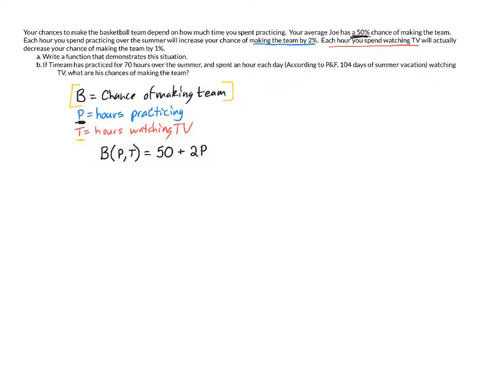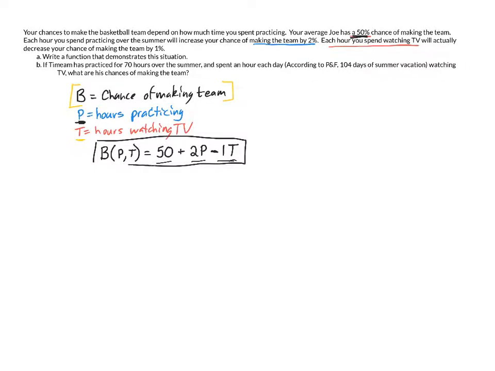Okay, now it says each hour you spend watching TV will decrease your chance. So now I've got to take away 1% for every hour watching TV. So I'll put the number of hours in here for the TV, and then that will allow me to calculate -1 times that. Okay? So that now is my function. I've included all of the information. The 50% chance that I get, the 2% chance for each hour I practice, and then the -1 for each hour I spend watching TV. That's letter A. We're done.